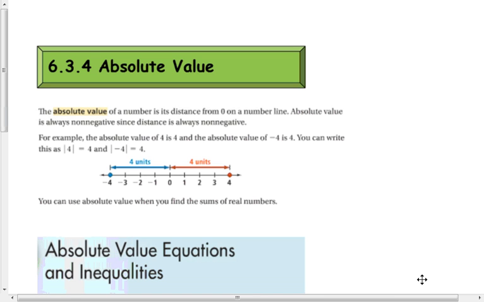Hey students, this is lesson 634, absolute value. We're going to learn how to find the absolute value of a number. First thing we have to know is that the absolute value of a number is defined as its distance from zero on a number line.